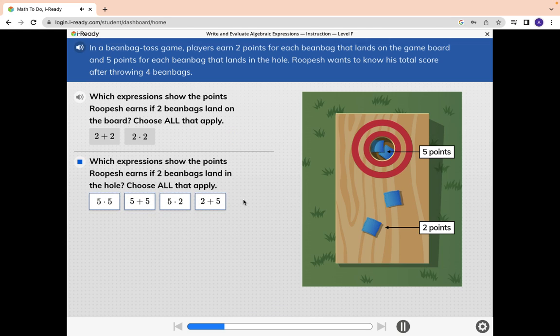Which expressions show the points Rupesh earns if 2 beanbags land in the hole? Choose all that apply. We could do 5 times 2 and 5 plus 5, and not 2 plus 5, because that would equal 7 and we're not adding the points up. So we're adding 5 points plus 5 points equals 10 points.